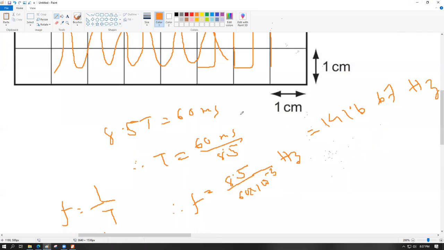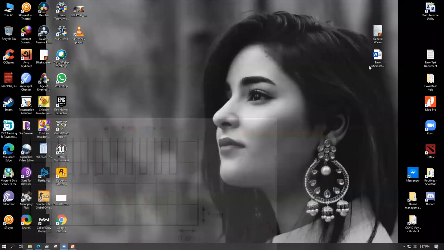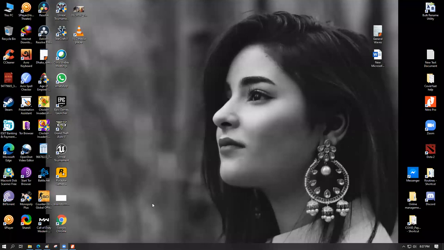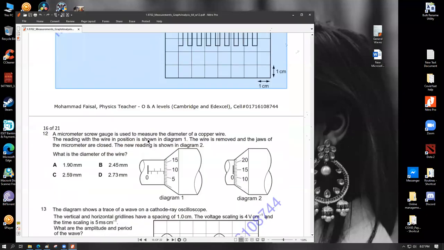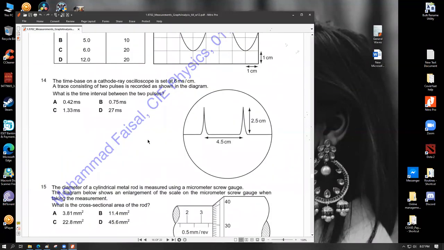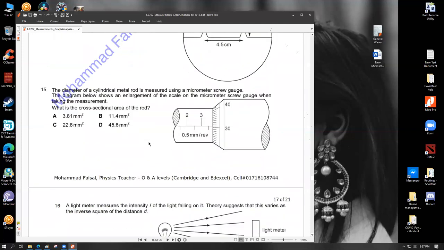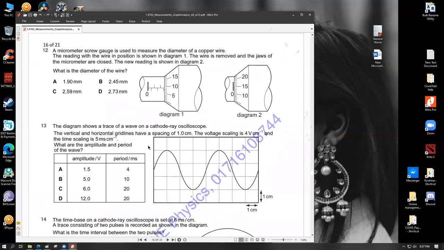So any further question about this one? Anyone? I hope not. Okay, let's go for the other. Next question: 12, 13, 14, 15, 16. Does anyone have any problems with these? Anyone else?